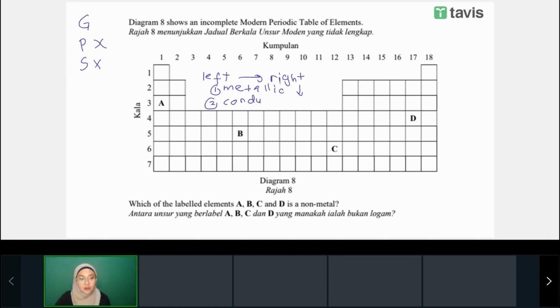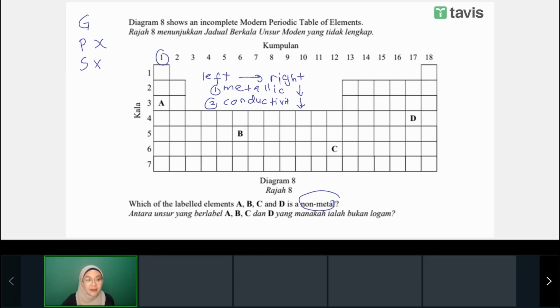The electrical conductivity will be decreased. Okay, good. I think someone is very good on it. Okay, let's try to answer. We know already the metallic properties will be decreased along the period from left to right. So now, which one is non-metal? Over here, this one, group 1, belongs to the alkali metal. We name it alkali metal. So it is a metal.